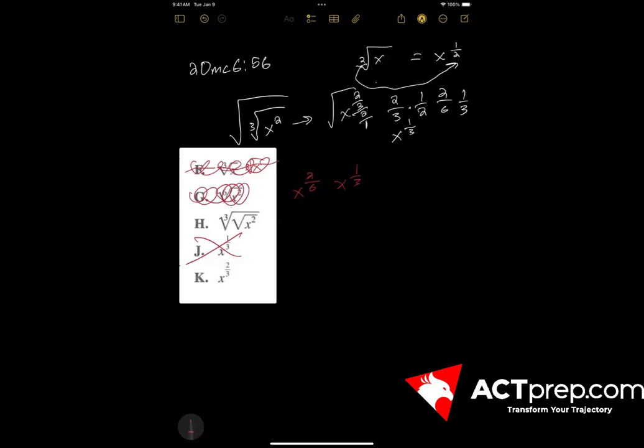And we know that K does not work, but just to keep it simple, we'll go ahead and do letter H so that all of the math makes sense. So x to the 2/2, which is the same as x to the 1, which is just x. And so that is the cube root of x, which we've already said is the same thing as x to the 1/3. So H is gone. The only one that does not equal is answer K.